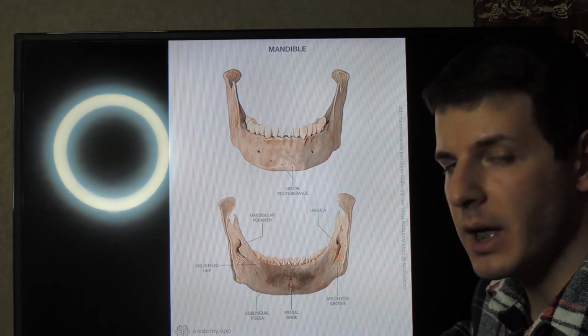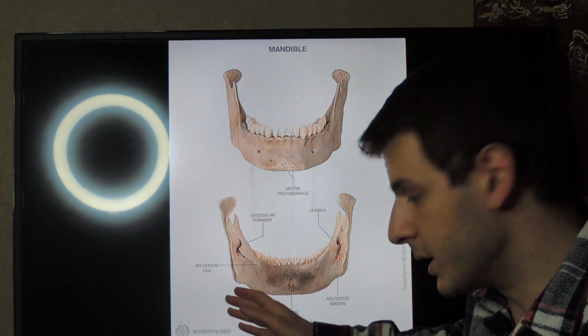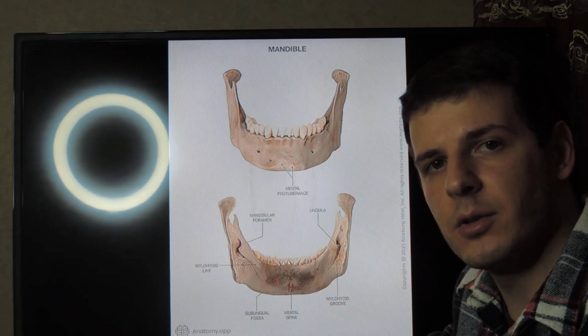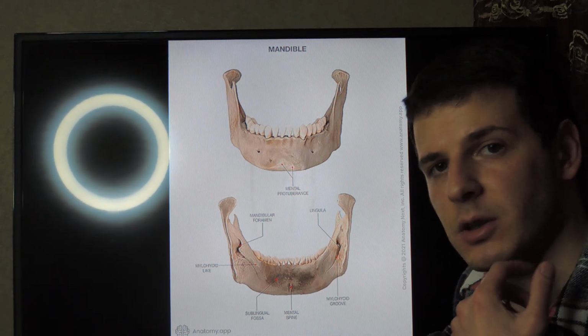Also in the region of the angle of the mandible on the inner surface we have the pterygoid tuberosity, and this is a site for attachment of the medial pterygoid muscle.